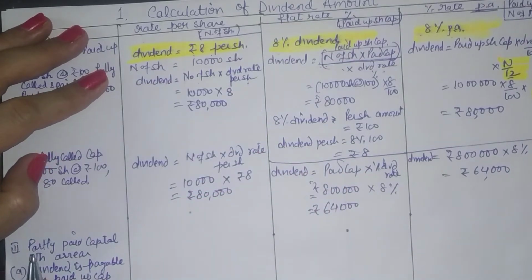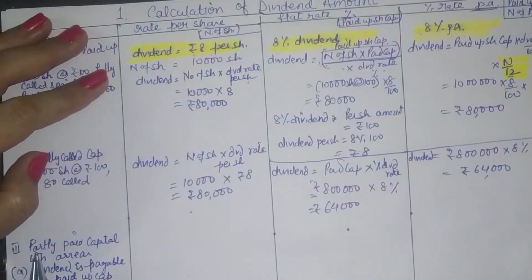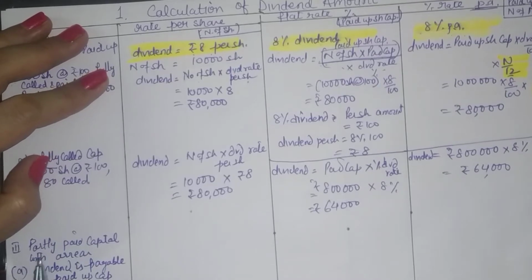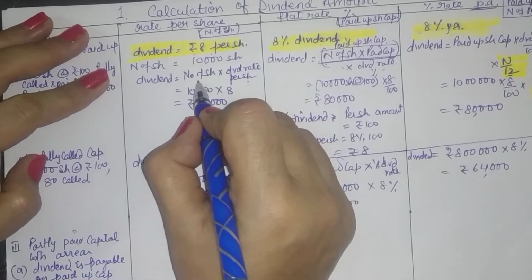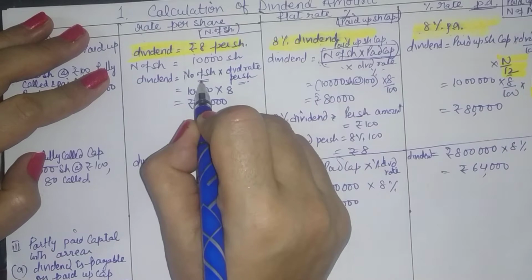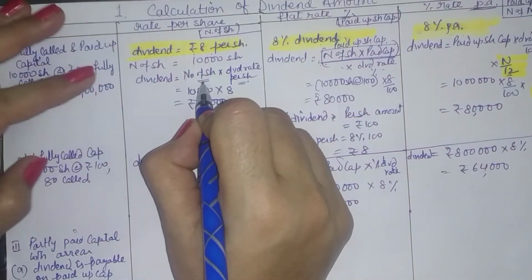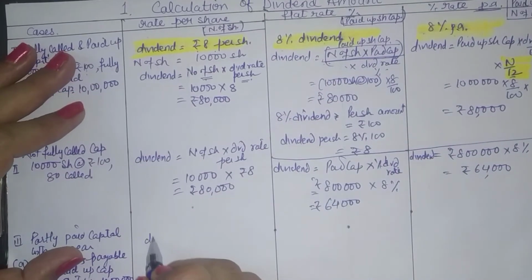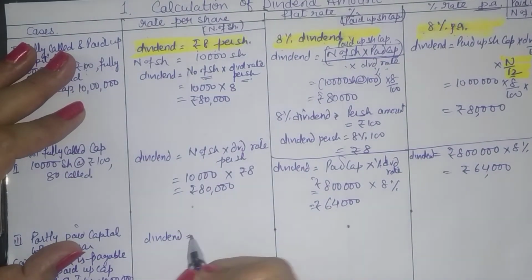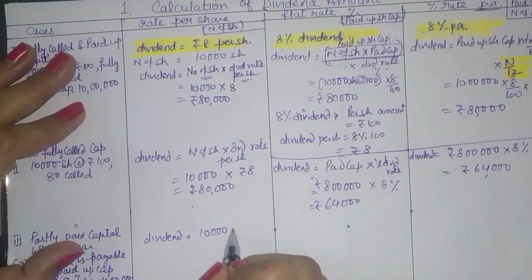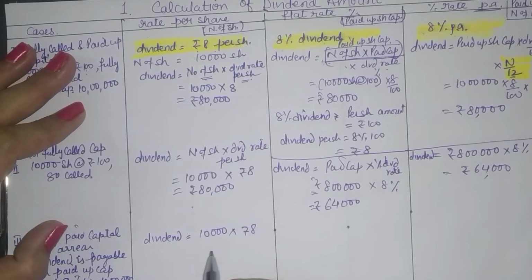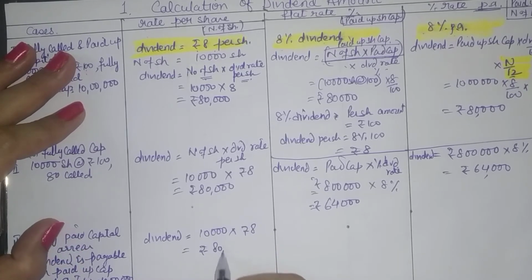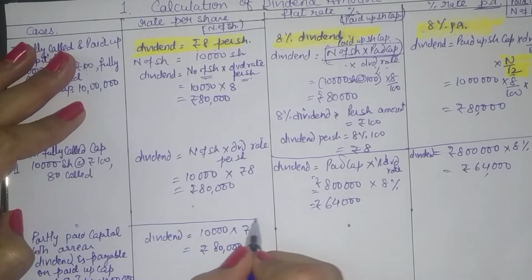So whether you have share capital partly called or you have capital with the arrears, this is not going to affect either of the components. It doesn't affect the number of shares because it is still the same. It doesn't affect the rate. So the dividend in this case will again be number of shares 10,000 into rate of 8 rupees. So 80,000 rupees is the dividend in this case.